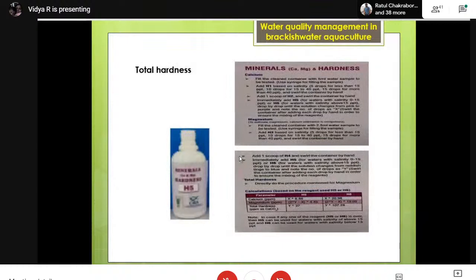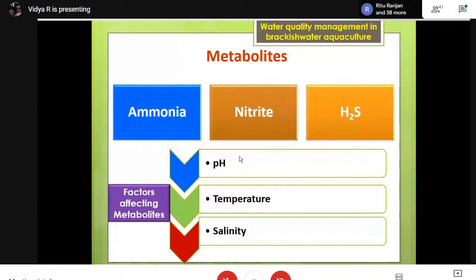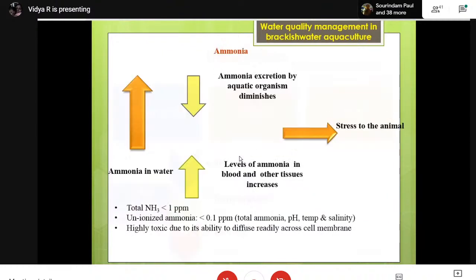So this is the kit which CIFRI has developed to check the total hardness. And coming to the metabolites, ammonia, nitrite, and hydrogen sulfide are the major metabolites in the pond ecosystem. And the factors affecting metabolites are pH, temperature, and salinity. So when ammonia in water increases due to decomposition, the ammonia excretion by the aquatic organism will diminish. The level of ammonia in their blood will increase. That will lead to stress to the animal.